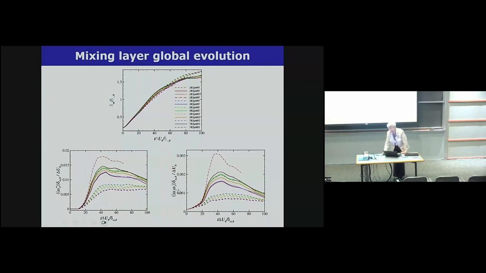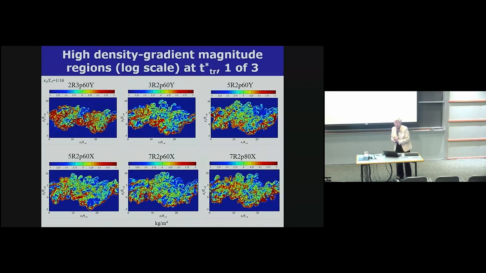Same thing for the entropy, even more so for the entropy. So the question is why, okay? Now, let me show you why. We have high-density gradient magnitude regions that develop. So this is an X3 plane, okay? So see here, this is the highest Reynolds number. This is on a log scale, and this is to 10 to the 5th. So these are very convoluted high-density gradient magnitude regions.